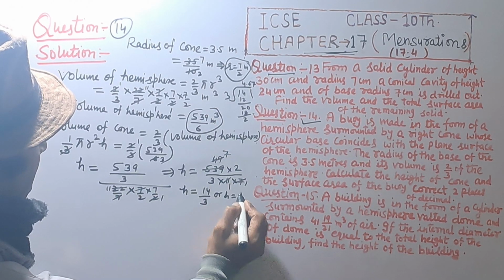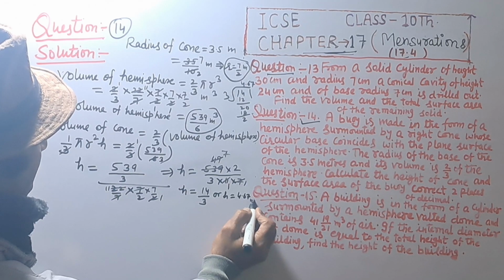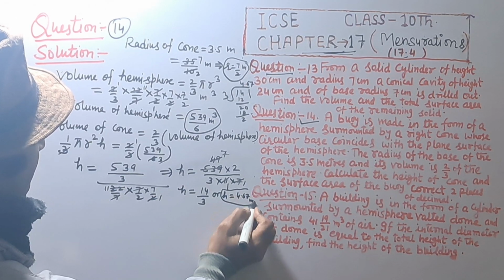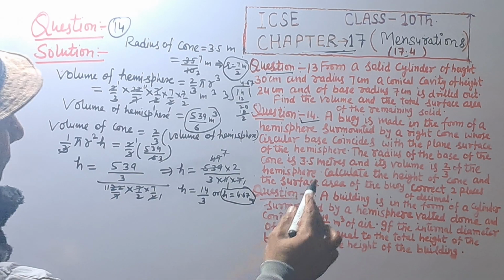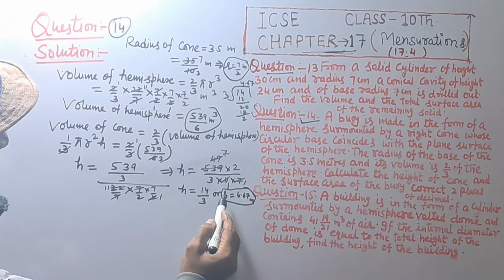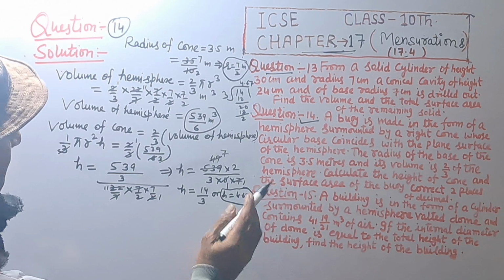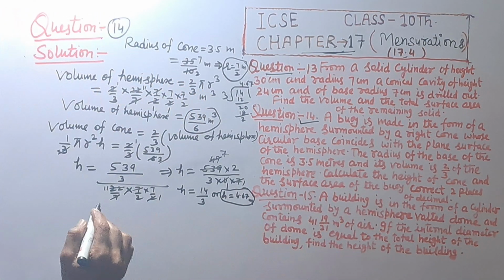and height is equal to 4.67 meter. Answer. And calculate the height of the cone, that is equal to 4.67 meter approx. And surface area of the toy.